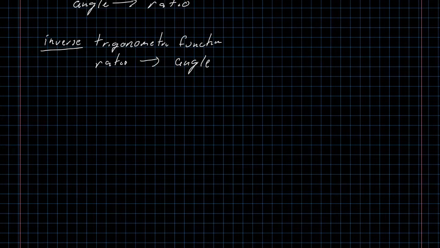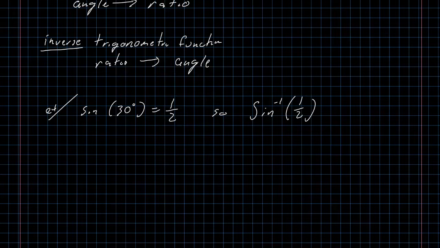And so the idea here is fairly simple. For example, we know that the sine of 30 degrees is 1/2. So that means that if I want to take the inverse sine, I'm going to write the inverse sine. It's going to be a capital S instead of a lowercase s, and it's going to have a -1 power here. And since sine of 30 degrees is 1/2, the inverse sine of 1/2 is 30 degrees.